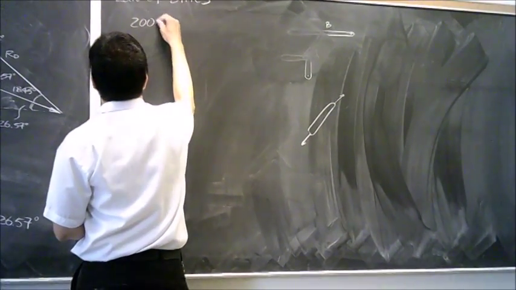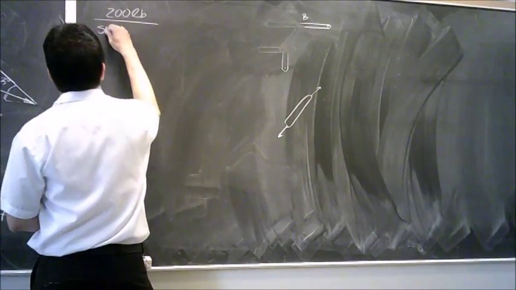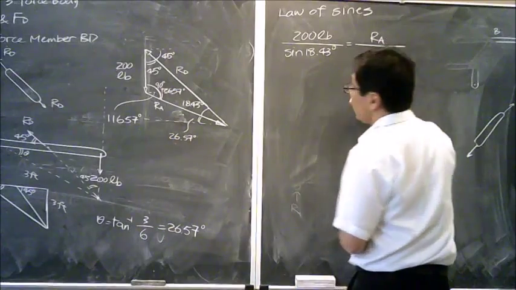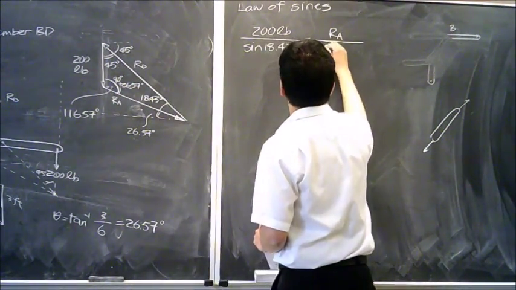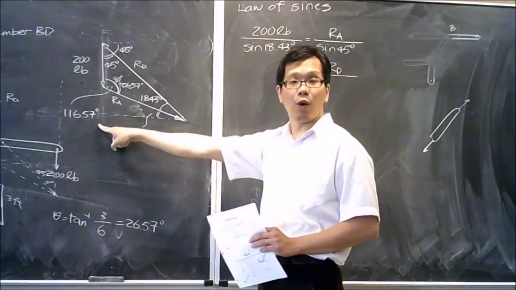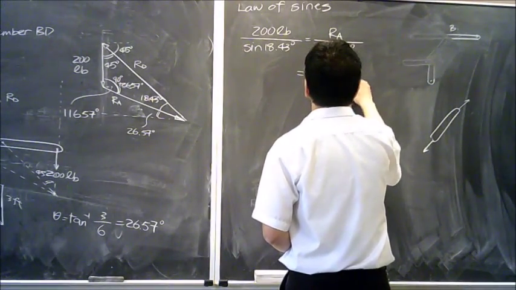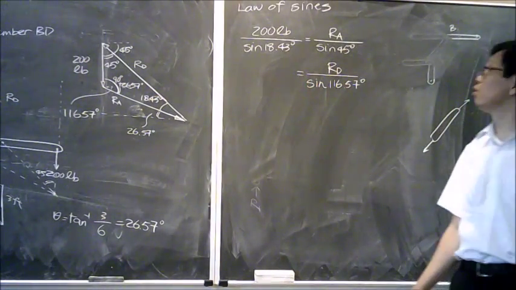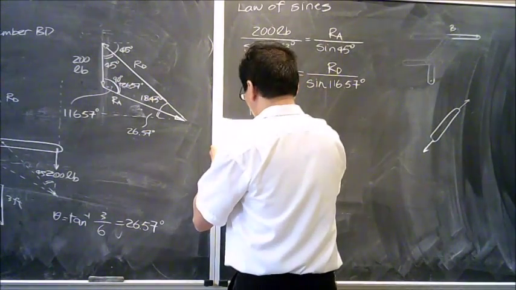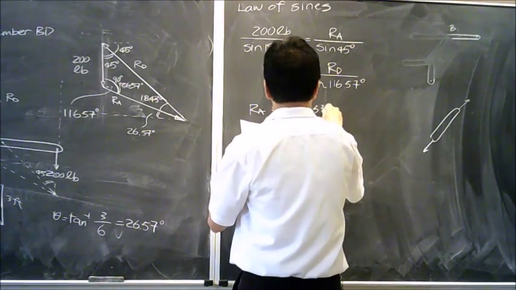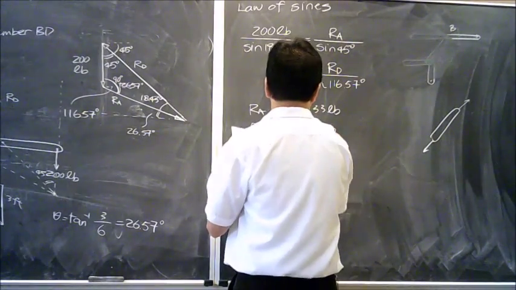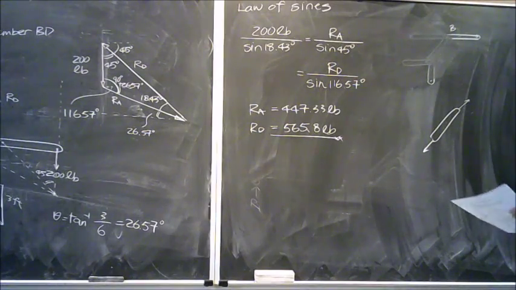I know my 200 pounds is corresponding to 18.43 degree. So my RA is going to be corresponding to 45 degree. My RD is going to be corresponding to 116.57 degree. So with law of sines, I should be able to calculate all the forces in this triangular configuration. So you're going to find RA equals 447.33 pounds. RD equals 565.8 pounds. And those two are my answers. Does that make sense to everybody?